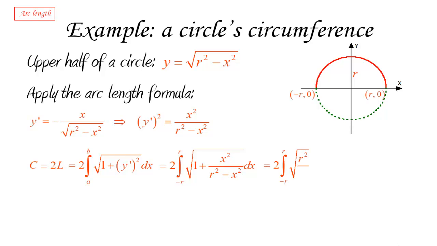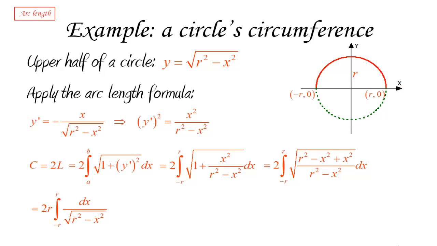What we do is we take a common denominator. Once we do that, we realize that the minus x squared and the plus x squared cancel. That leaves us just with an r squared, which we can take out of the square root sign. And that leaves us with 2r times the integral from negative r to r of dx over r squared minus x squared. And at this point, this is a basic integral question.